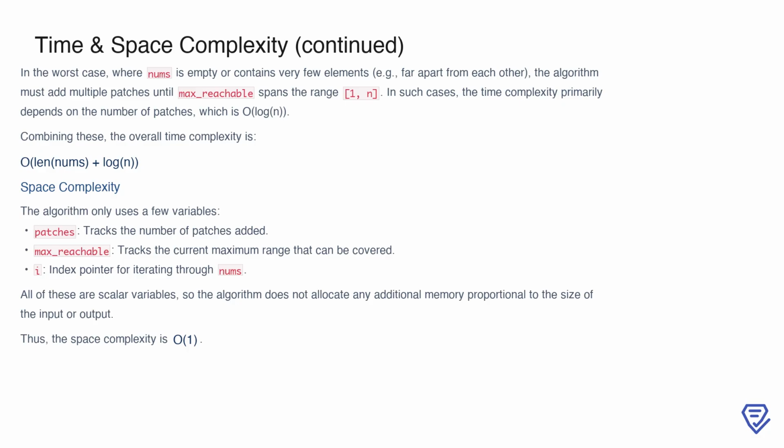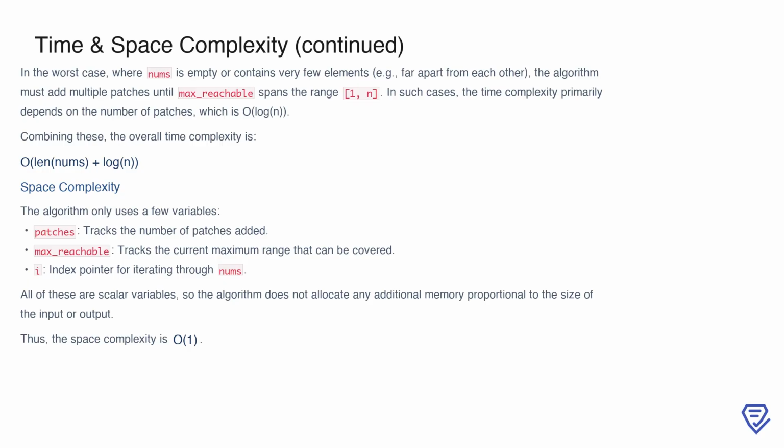In scenarios where the input array nums is empty or contains very few elements that are widely spaced, the algorithm has to rely heavily on adding patches to achieve full coverage of the range 1 to n. In these cases, the time complexity is dominated by the number of patches, which is O(log n). Combining this with the time spent iterating through nums, the overall time complexity of the algorithm is O(len(nums) + log n).